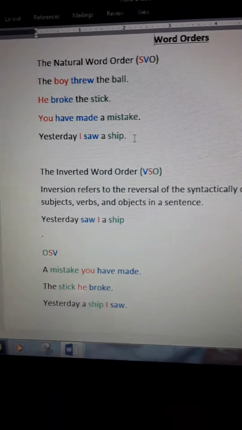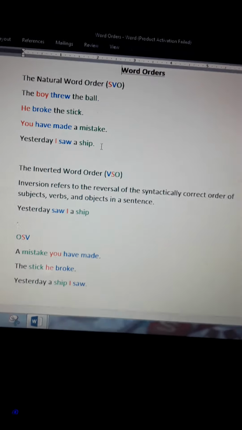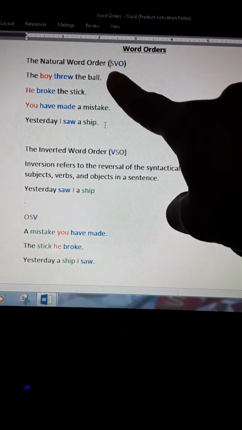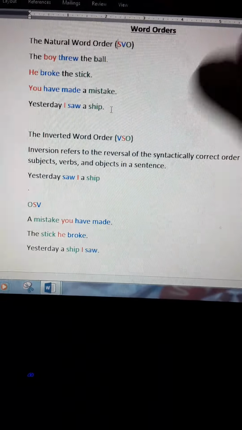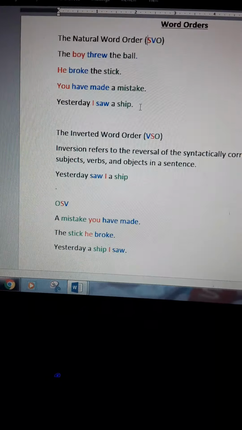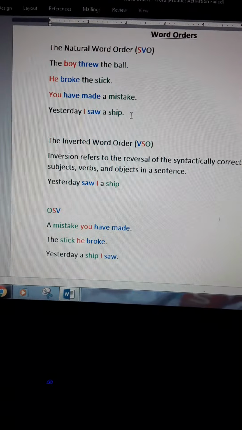Okay, so these are some of the examples. I might not show you all because I'm sleepy. So we have the natural word order, which is the easiest one: the subject, the verb, and the object. And I color coded everything so that you can see which ones are the subjects, which ones are the verbs, and which ones are the objects.